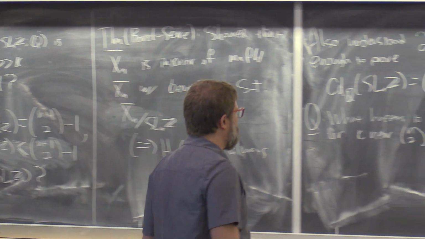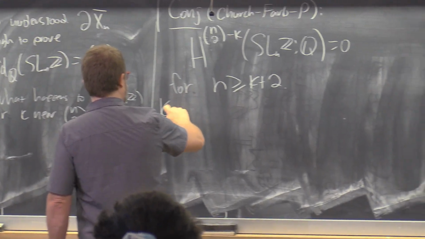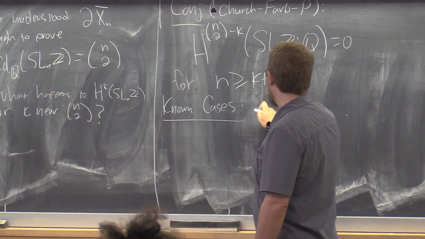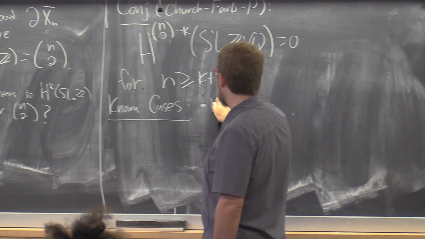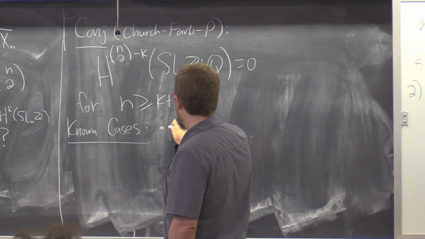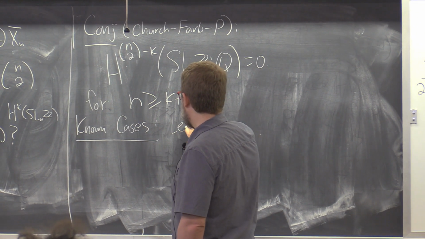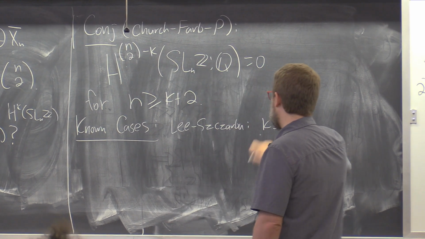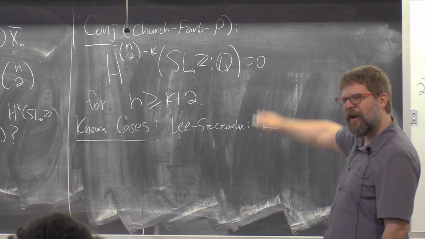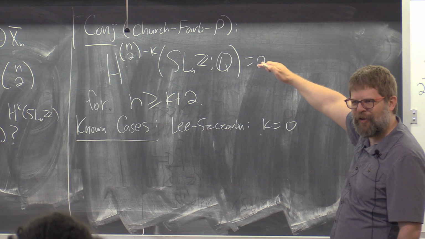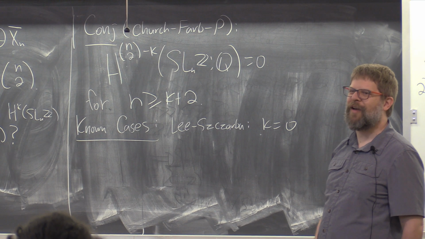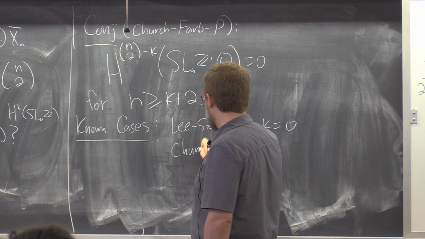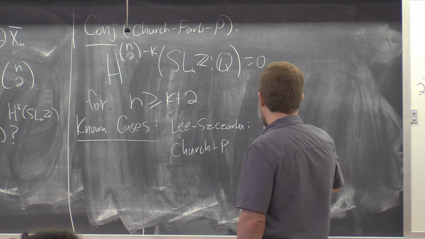So here there are known cases. There are 3 cases that are known. The first is k equal to 0, which is due to Lee and Szczarba. This was back in the 70s. They proved it was true for k equal to 0, and they also proved it for k equal to 1, so it's true in codimension 1.